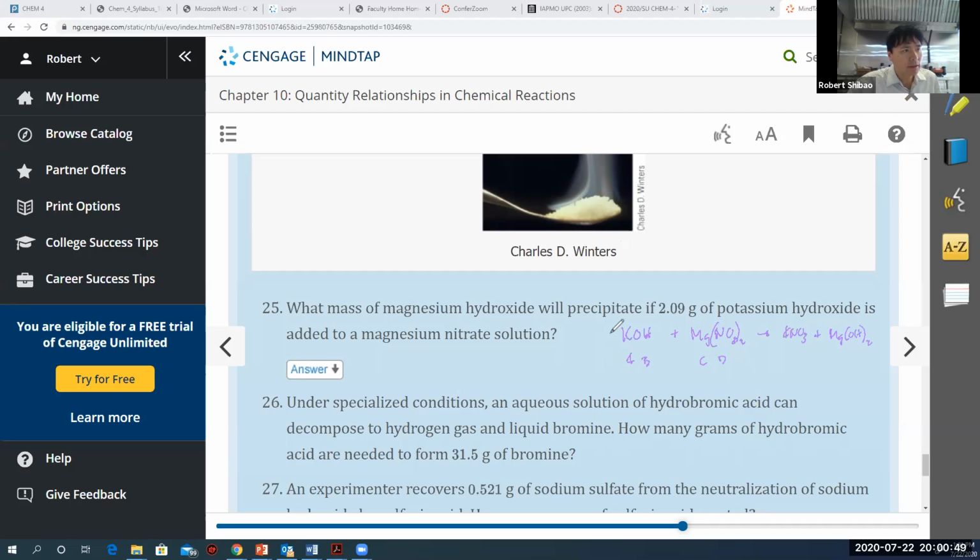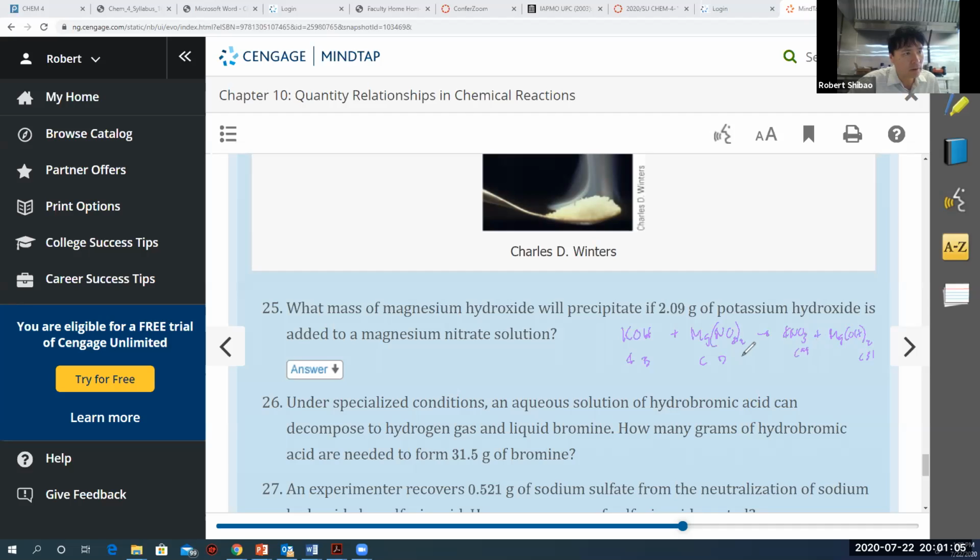All right, now we can balance this, but we need driving force. Well, they told us what the driving force is. Hydroxides. Hydroxides are all insoluble except for group 1, ammonium, calcium, strontium, barium. Magnesium is not one of the exceptions, so that precipitates here. Potassium salts are all soluble.